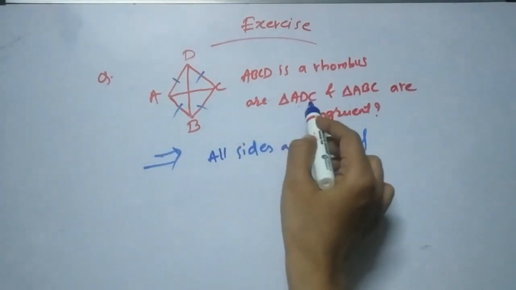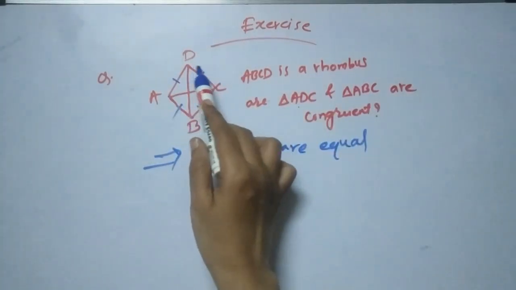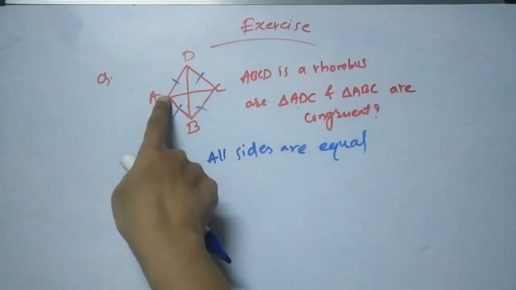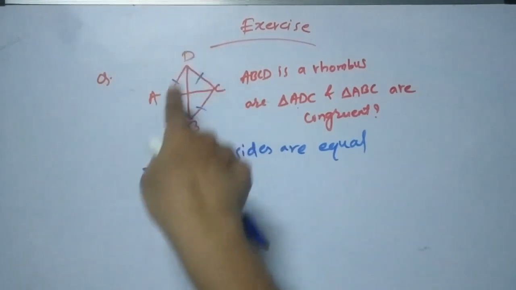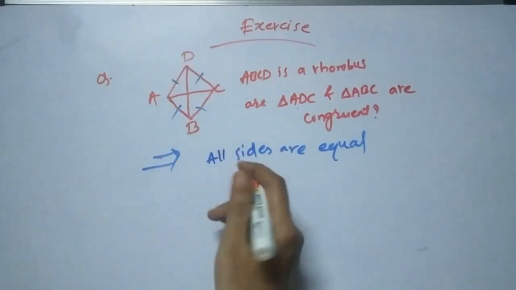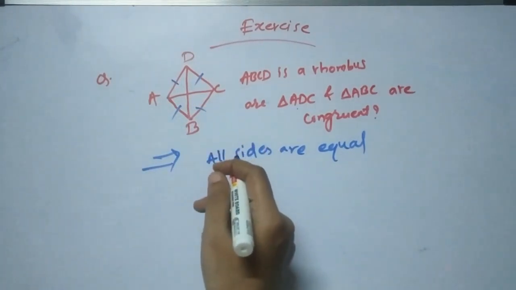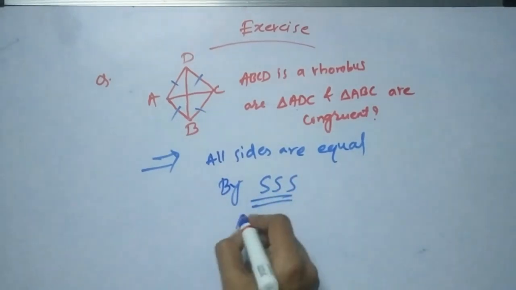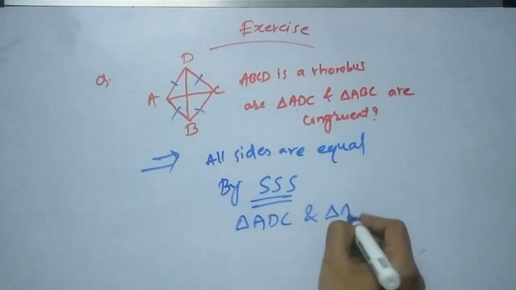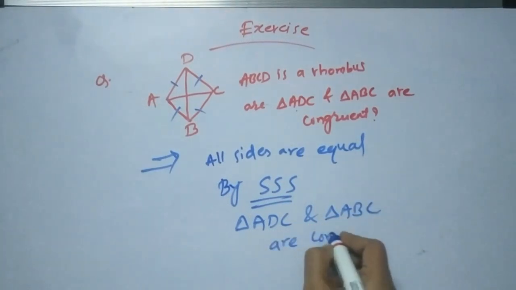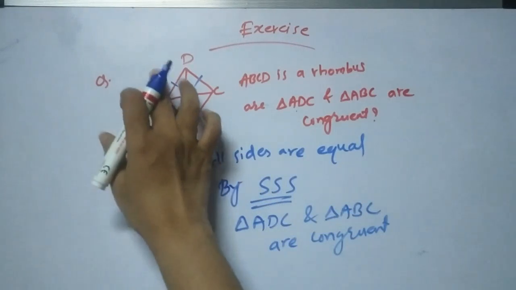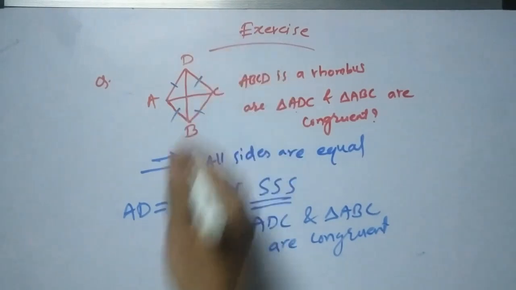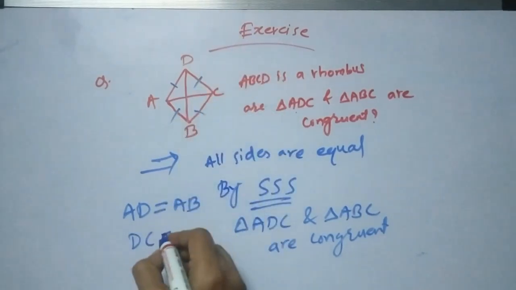So what do we have to say about triangle ADC and triangle ABC? Triangle ADC is the upper triangle, and this is the lower triangle. Here also we are given that the sides are equal. So by SSS criteria, we can say that triangle ADC and triangle ABC are congruent. Because in these triangles, AD side is equal to this AB side, and this side DC is equal to the side BC.